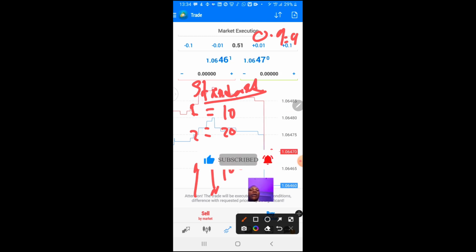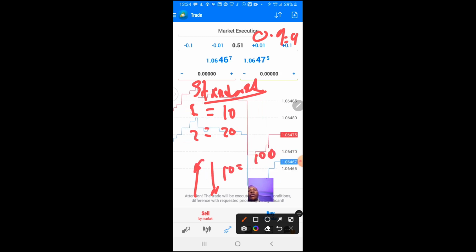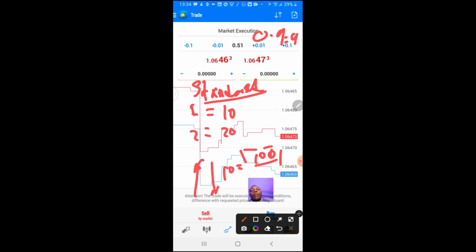So depending on your account size, if you have much money and you want to risk it more, then know that if you're entering the market with a standard lot size, which is 1, it means that for every 1 pip, you are either gaining or losing $10. Let me take it slowly. For every 1 pip, you are gaining or losing $10.